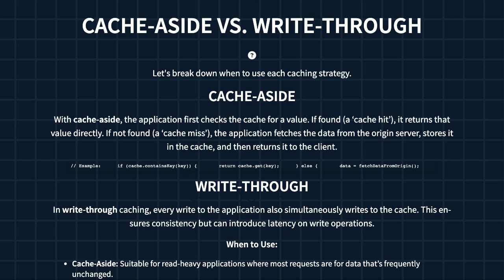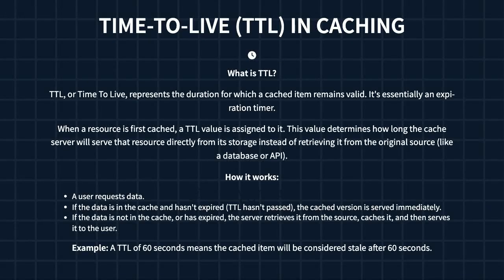Okay, let's talk about TTL. It's a really important concept in caching. Think of it like an expiration date for your cache data. It's the amount of time a piece of information stays valid in your cache. When something is initially put into the cache, you assign it a TTL that tells the server how long to serve that item directly from the cache before it needs to fetch it again from the original source. It's all about balancing speed and freshness, keeping things fast while still making sure users get up-to-date information.